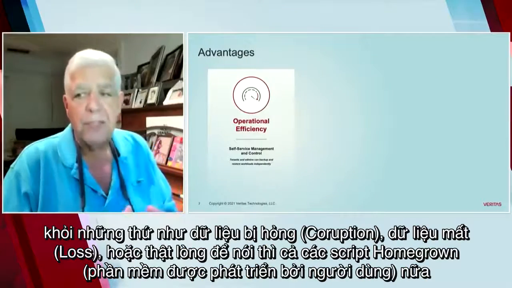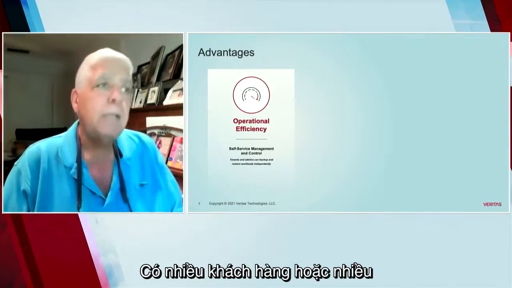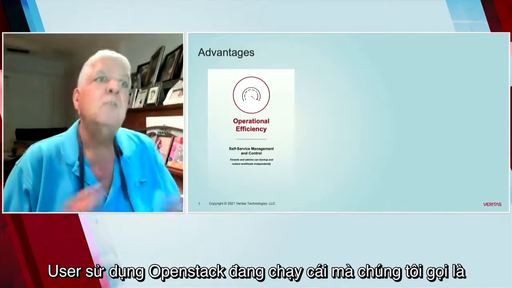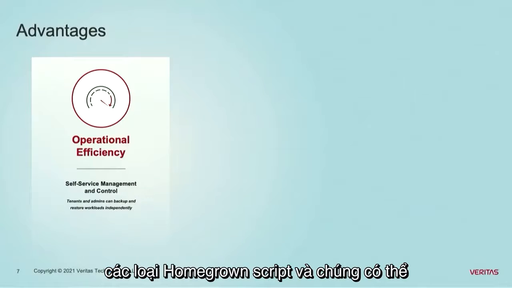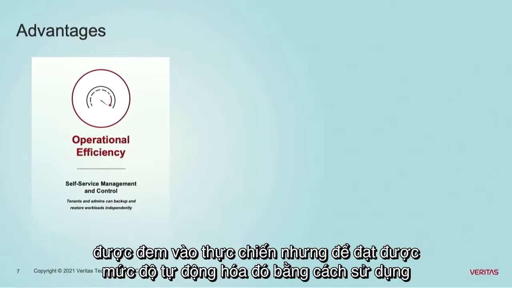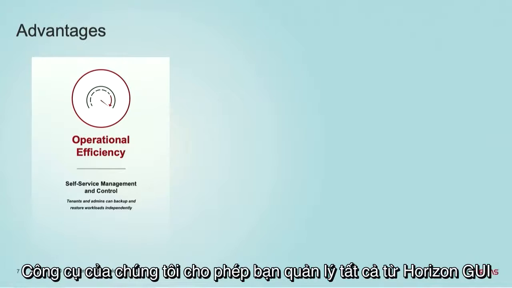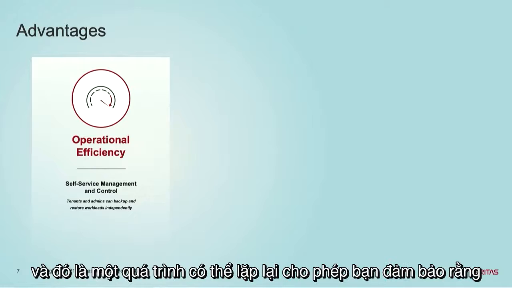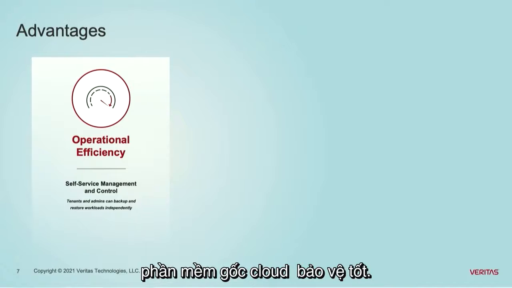You protect them from things like data corruption, data loss, quite frankly, homegrown scripts. Many customers out there, or many users of OpenStack, are running what we would call homegrown types of scripts. And they can go out there and they can do that. But that level of automation using scripts is nothing near what we can offer with NetBackup for OpenStack. It allows you to manage all from the Horizon GUI, and it's a repeatable process that allows you to make sure that your customers are comfortable that their data is being well protected.